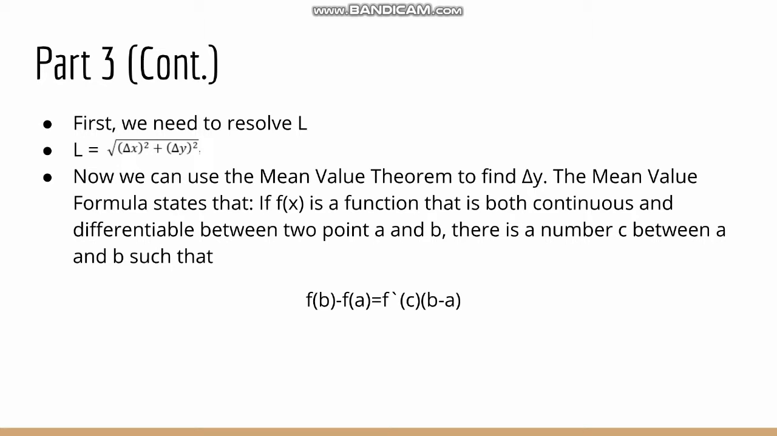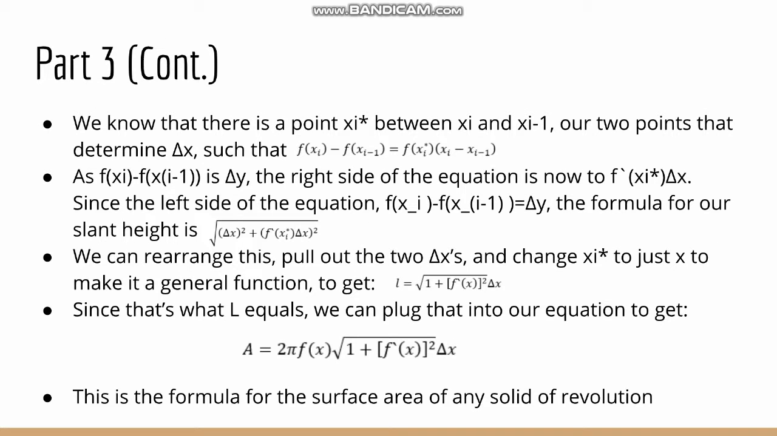We can simplify this by using the mean value theorem to find delta y. The mean value theorem states that if f of x is a function that is both continuous and differentiable between 2 points a and b, there is a number c between a and b such that f of b minus f of a equals the derivative at c times b minus a. So we know that there are 2 points, xi and xi minus 1, and then xi star between them somewhere that satisfies that rule.